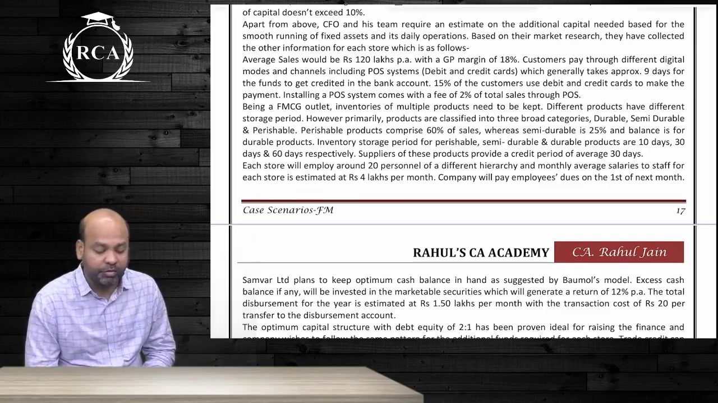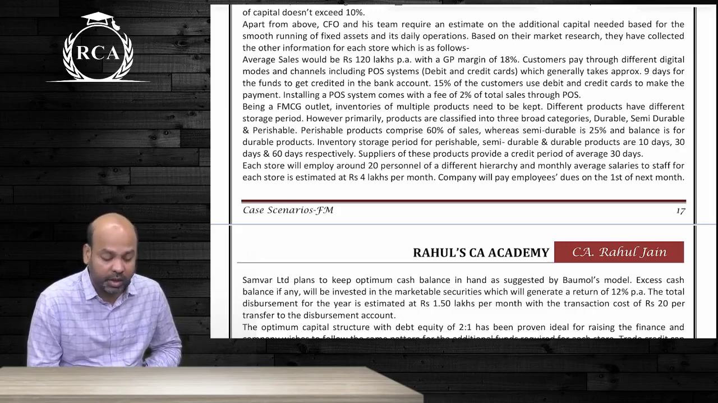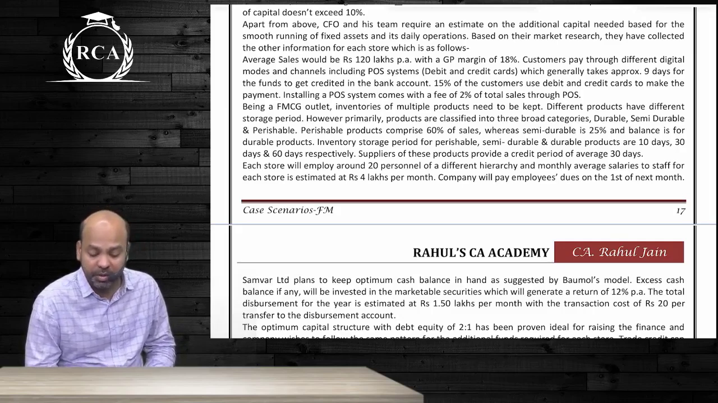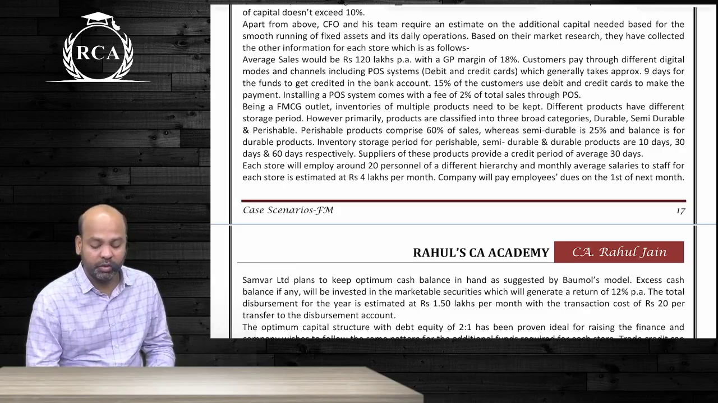Customers pay through different digital modes and channels, including point of sale systems, that is debit and credit cards, which generally takes approximately 9 days for the funds to get credited in the bank account. 15% of the customers use debit and credit cards to make the payment. Installing a POS system comes with a fee of 2% of total sales through POS.